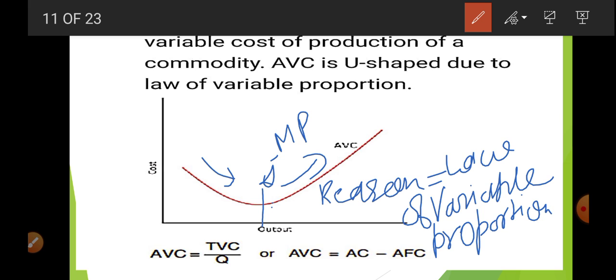Okay, till the point Q there is increasing return. Okay, and after this there is diminishing return. So that is why.